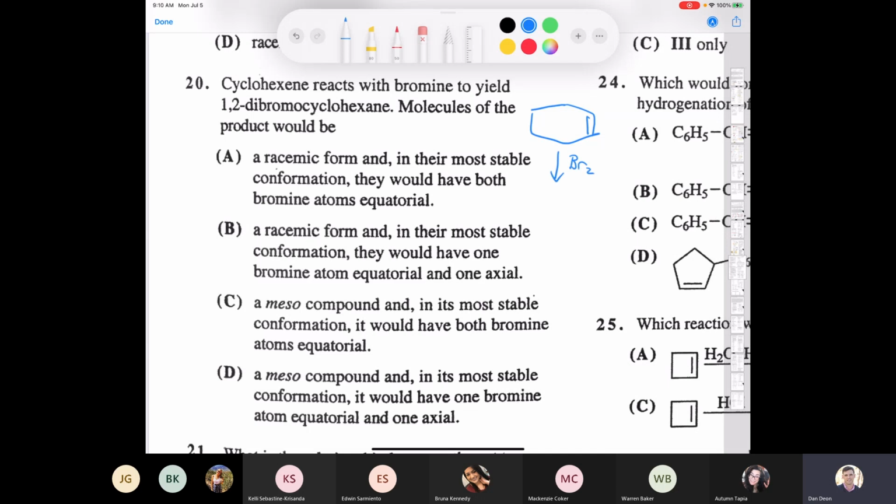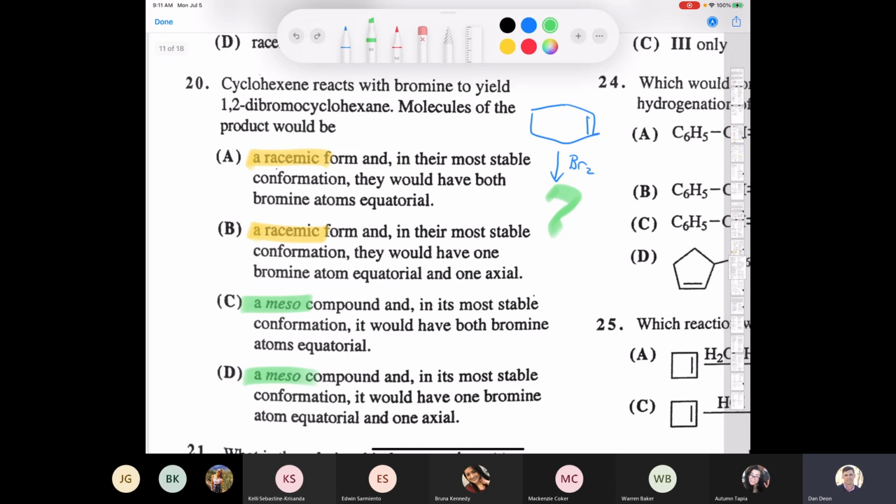Now, what kind of compound do you get? Could anybody tell me? You got a bunch of answers, racemic and meso. So we see that two of the answers say racemic, and two of the answers say meso. Could anybody tell me if the bromination would occur with syn addition or anti-addition? This is a reaction that we looked at many times, and we looked at the mechanism. It occurs with anti-addition, doesn't it?